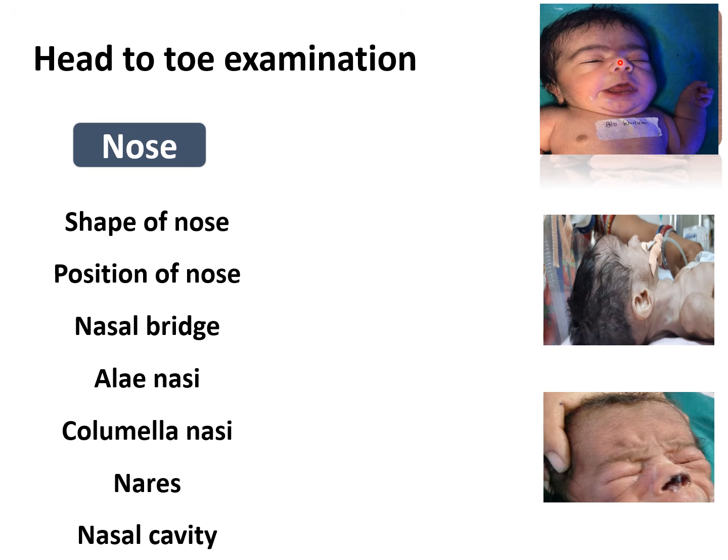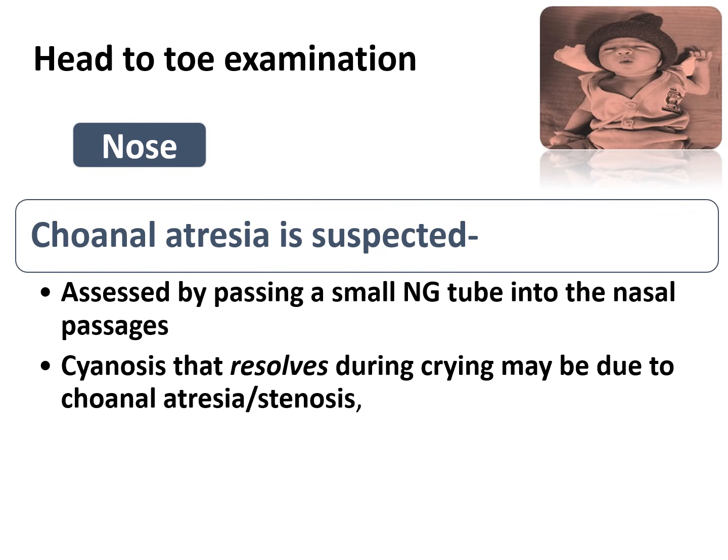Check the nasal bridge, nasal septum, columella nasi, alae nasi, nares and nasal cavity. In nose examination, we should insert the nasogastric feeding tube in both the nasal cavities to rule out choanal atresia. If the baby is having bilateral choanal atresia, then the baby will become symptomatic, having central cyanosis with respiratory distress.